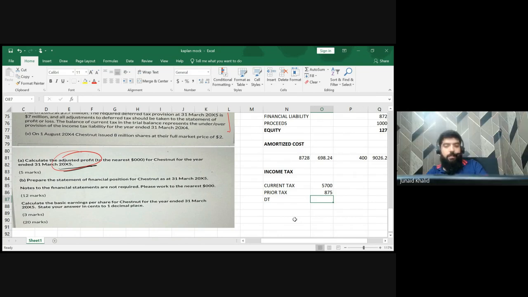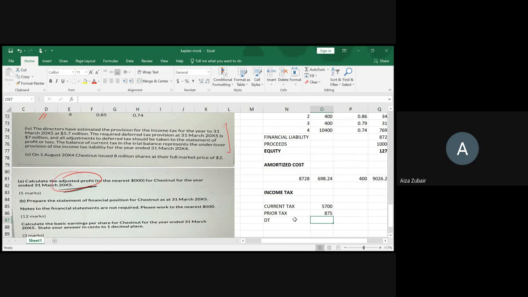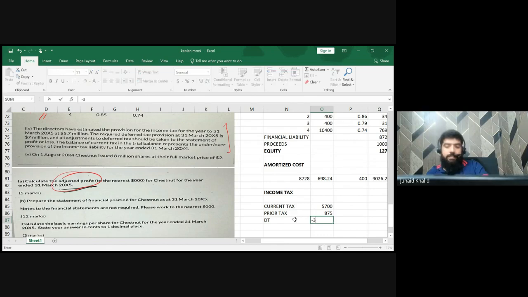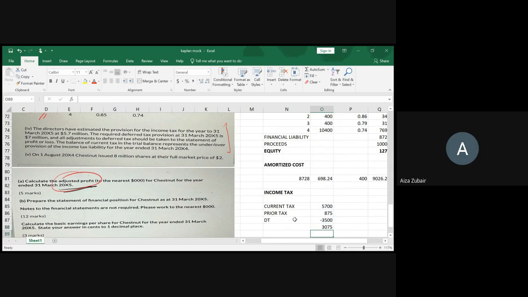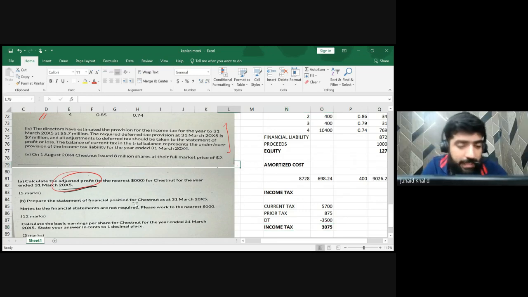Very good. So with what amount? 3,500. Nice. So we are going to deduct 3,500. Am I right? Yes. So 3075 is the total income tax. Are you clear with this one? Yes. Okay, now let's move on to the last adjustment, that is fifth.